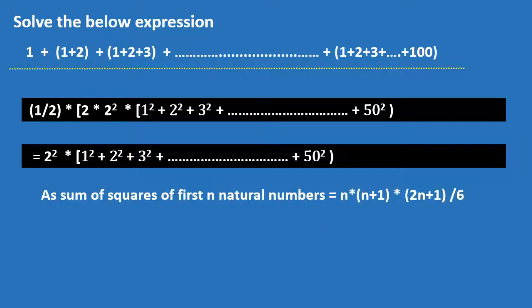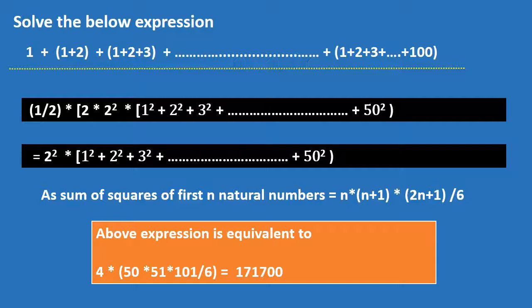Sum of squares of first n natural numbers is equal to n into n plus 1 into 2n plus 1 divided by 6. So the above expression is equivalent to 4 multiplied by 50 into 51 into 101 divided by 6. So we have substituted n is equal to 50 in the above expression. So that is equal to 171,700.